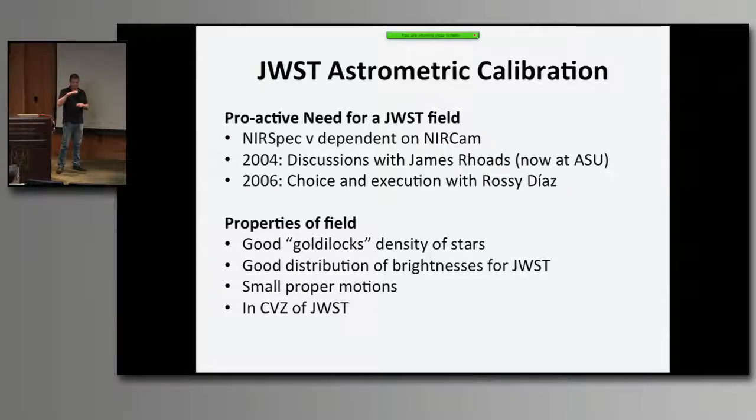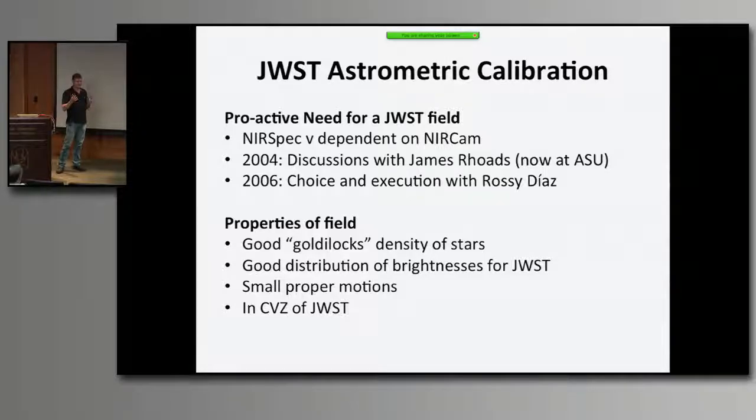So you want a good number of stars that can be observed in the same field in a reasonable number of seconds. So we chose a field in the LMC because the bulge field would be too bright for JWST to observe efficiently. And it also turned out that you'd like to have small proper motions so that your astrometric field is going to be good for years to come.